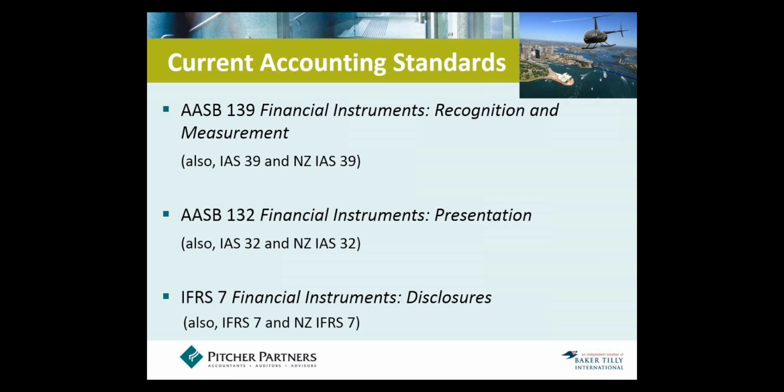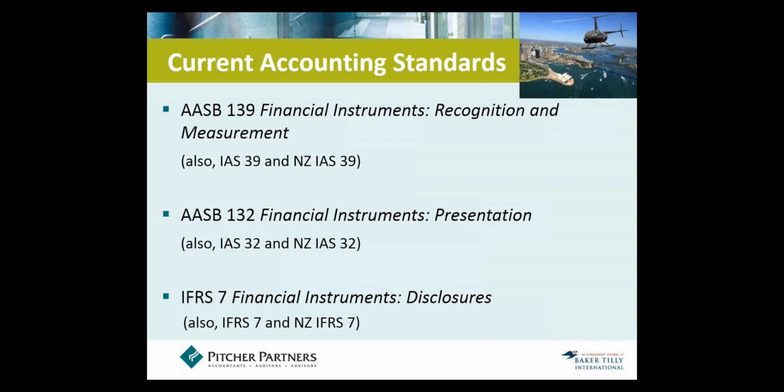So if we look at the current accounting standards, at the moment we've got 3. So we've got AASB 139, which is looking at recognition and measurement. Internationally IAS 39 and New Zealand IAS 39. Then we also have another one, AASB 132, looking at presentation.